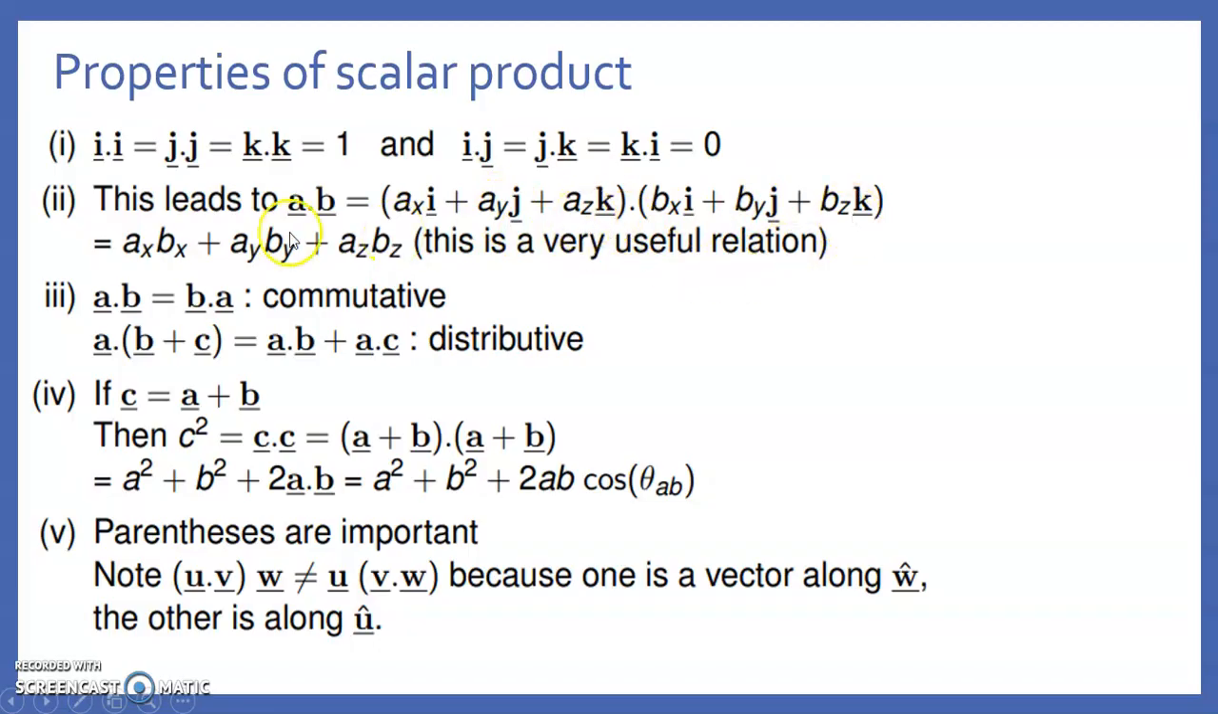So A dot B, and B dot A, you get 3 terms. Once again, it is a commutative property. Whether you do A dot B or B dot A, both are going to be the same. So it also obeys the distributive law.